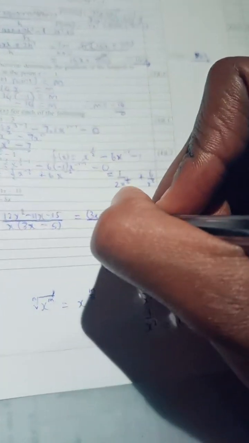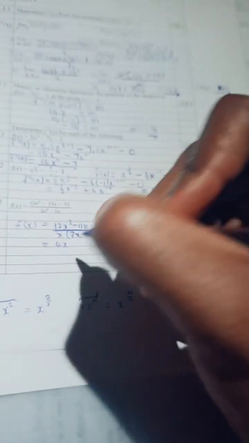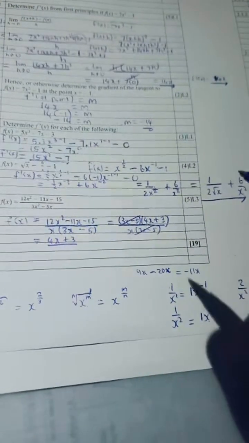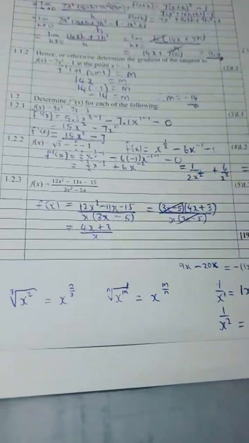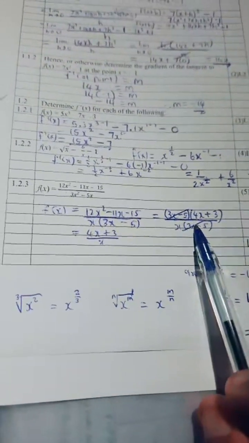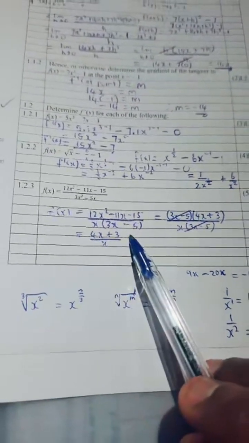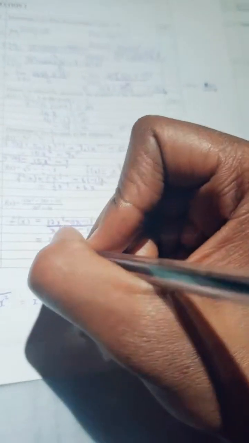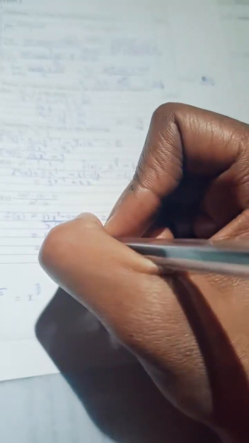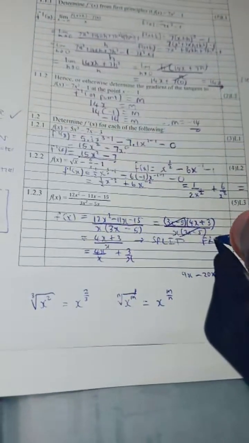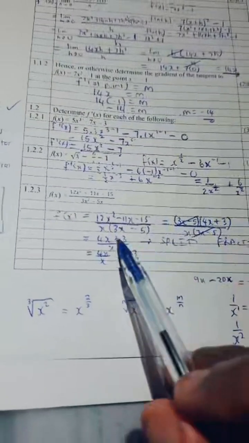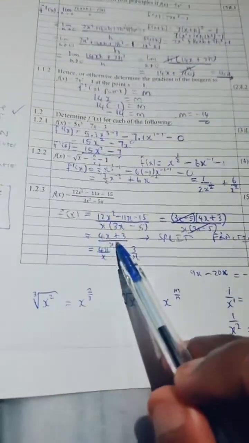So that means we have that over 3x minus 5. Cancel that. What are we left with? We are left with 4x plus 3 over x. I'd say we're very close now to making sure that we have separate terms. What can we do now? We write 4x over x and write 3 over x. This we call splitting. We split the fraction. You can always split a fraction if you have many terms in the numerator and just one in the denominator.